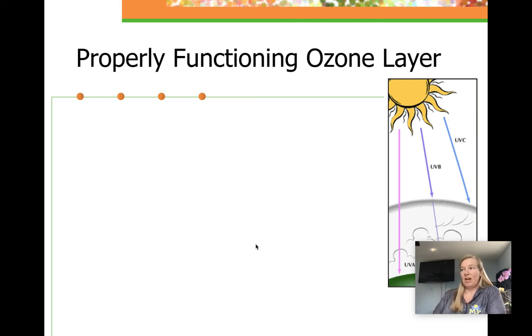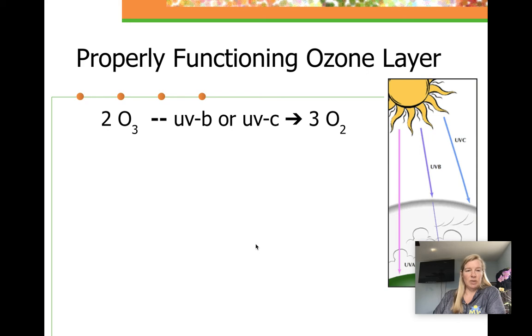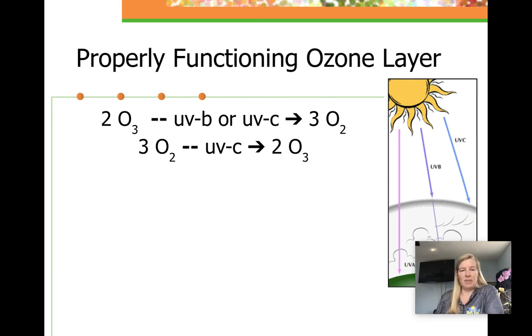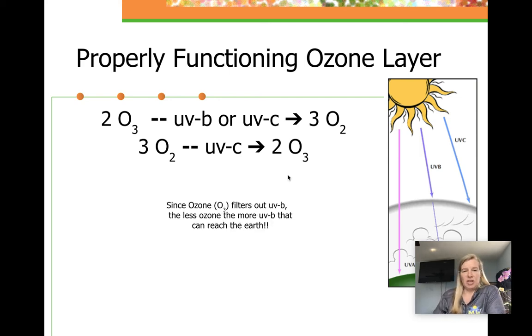So for a properly functioning ozone layer, these are two really important equations. Here we have ozone, O3 is ozone. So I have two ozones, and the UVB splits them up and breaks things apart, and through a whole long series of reactions, you end up with 3 O2s. Then the reverse of that is UVC can break up oxygen gas and convert it back into ozone. So this is a cycle. You're forming oxygen, and then the oxygen is going back and forming the ozone. That is a properly functioning ozone layer.